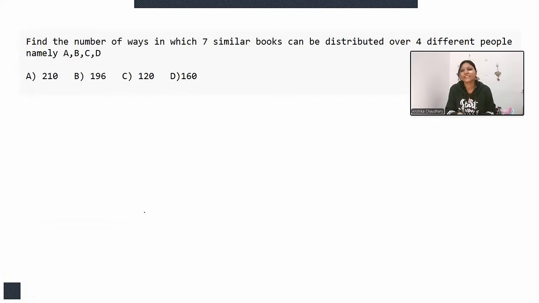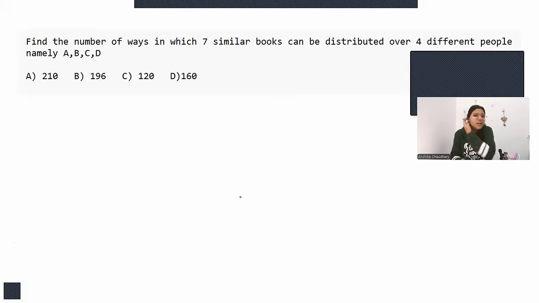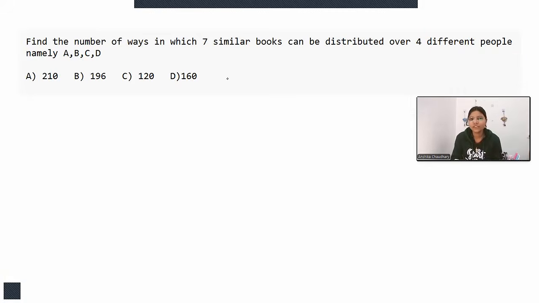Let's move on to the next question. All right. So the next question is, find the number of ways in which seven similar books can be distributed over four different people, namely A, B, C, D. So the question is from permutation and combination, but we will use a shortcut trick, right?